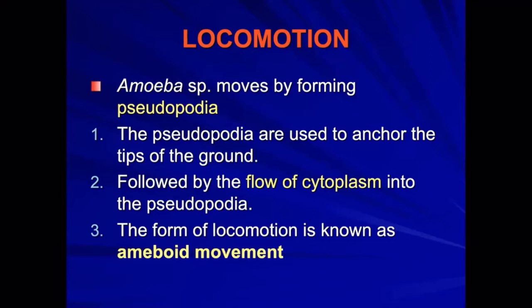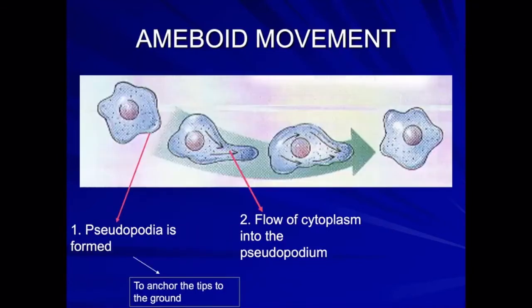Okay, so not just for feeding, in locomotion also, pseudopodia is needed. Okay, so you see here, pseudopodia are used to anchor, okay, the tips of the ground, and followed by the flow of cytoplasm into pseudopodia, and the form of the locomotion is known as amoeboid movement. Okay, so this is the structure showing to you how amoeba move. The first one, okay, this is the general shape of the amoeba. So when it wants to move forward, what it will do is that it will form pseudopodia. As I said just now, pseudopodia is a finger-like structure.